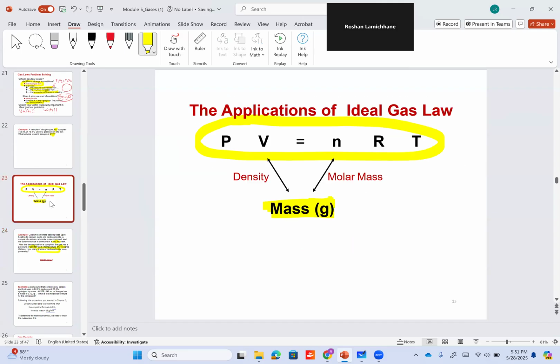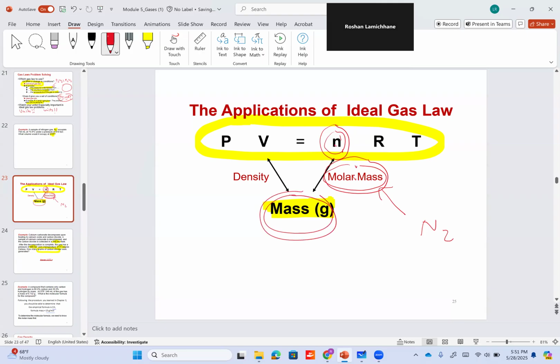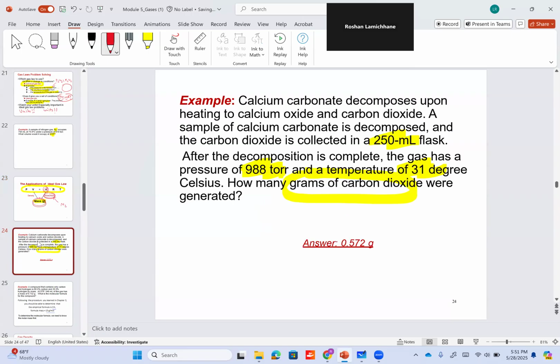But we know that, right? If we have a gas and we are able to figure out the number of moles of that gas, for example, let's say my gas is N2 gas, and I figure out the number of moles, I know my molar mass of N2. I go to the periodic table, figure out my molar mass of N2, and guess what? I can use these two values to figure out the mass of N2. And that's what we're going to do for this problem.